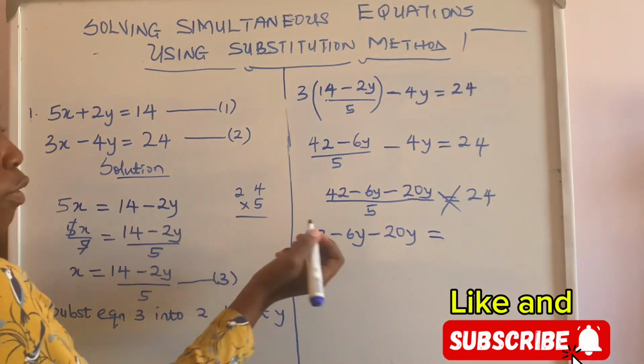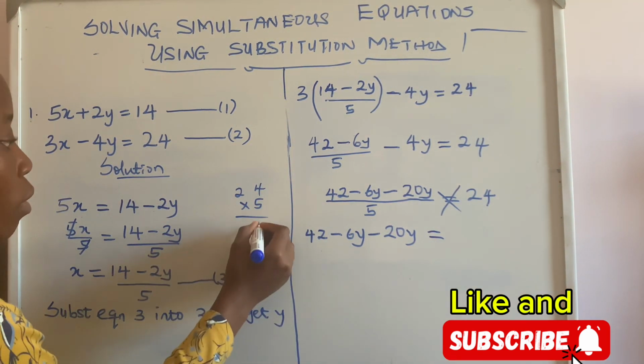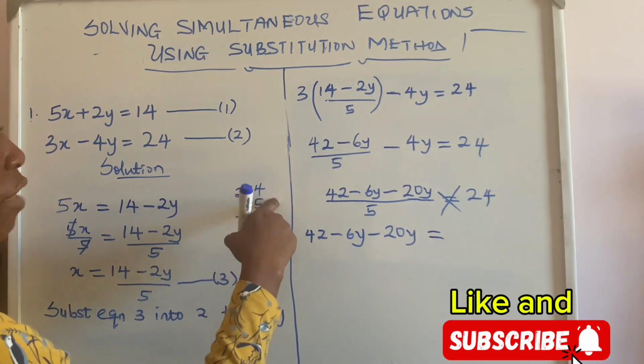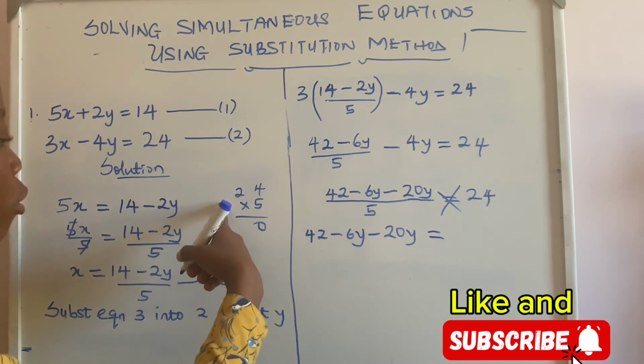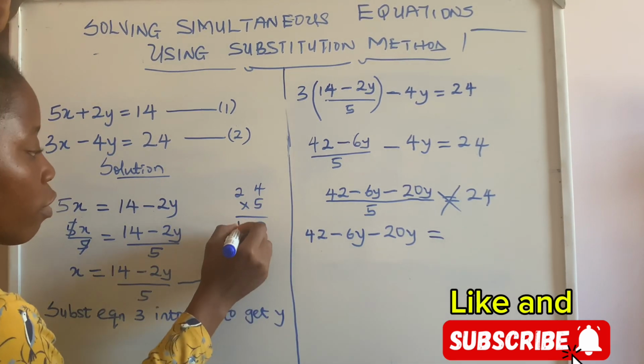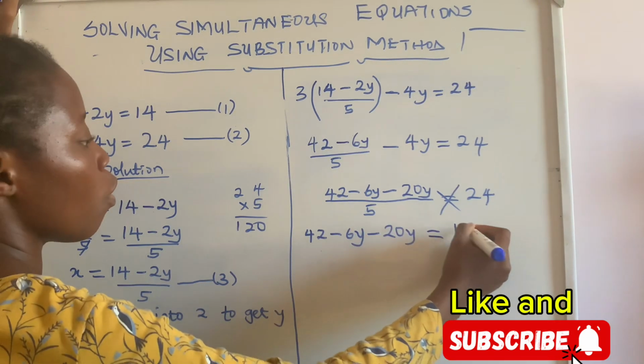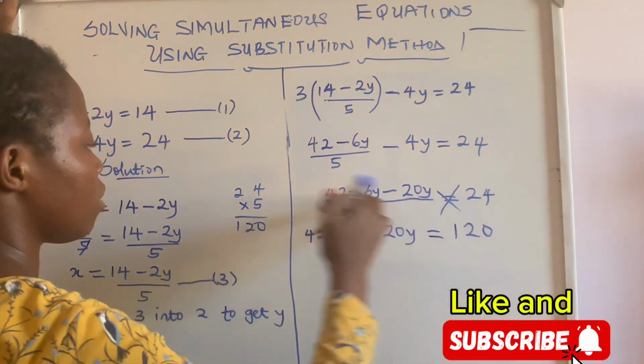We have 5 times 4 is what? 20, which you can put your 0. 5 times 2 is what? 10, plus the 2 we left behind, 12. So which is 120.